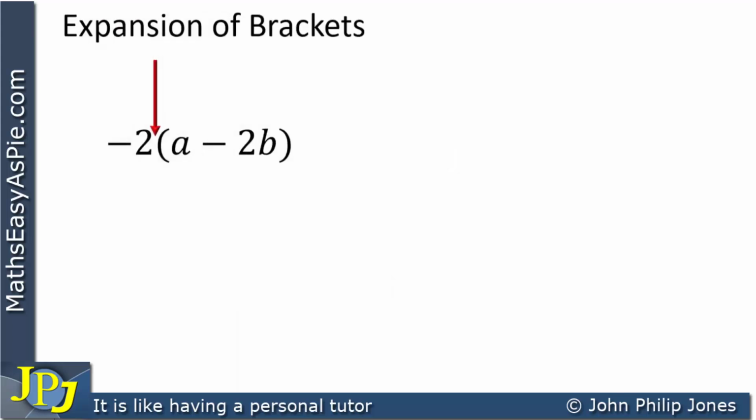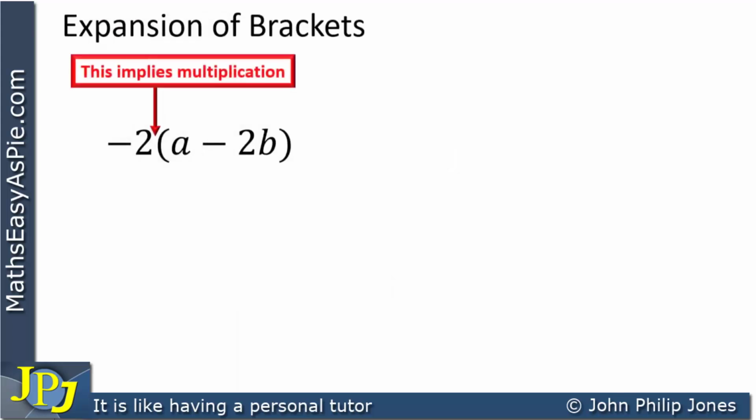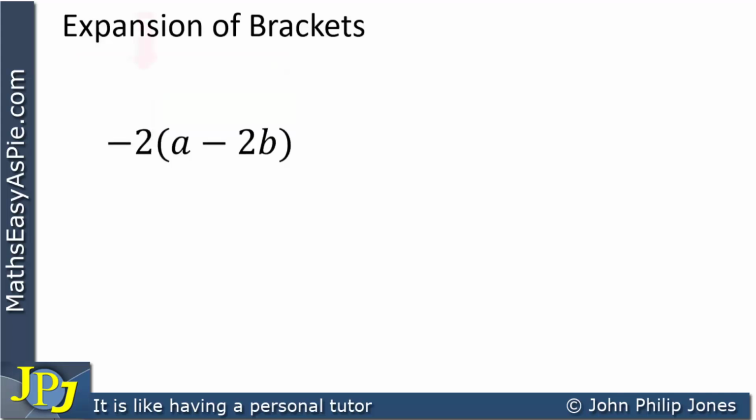We can see here there is no sign. This implies multiplication. So we can take this 2 and use that to multiply the a, and that will give us 2a. We now turn our attention to the fact that this is a negative, and in front of the a there is no sign, which implies this is positive. And a negative times a positive gives a negative.